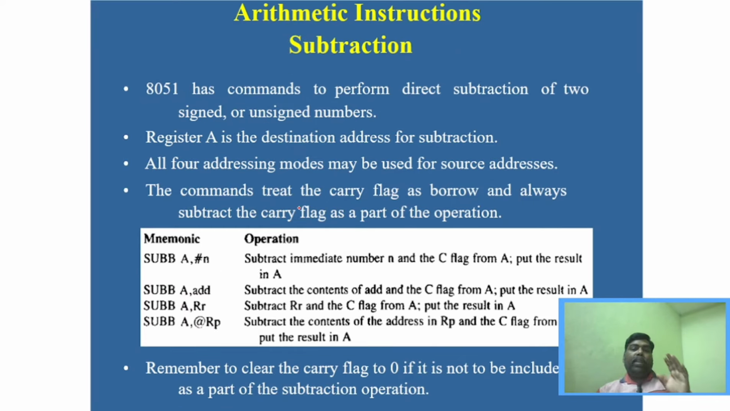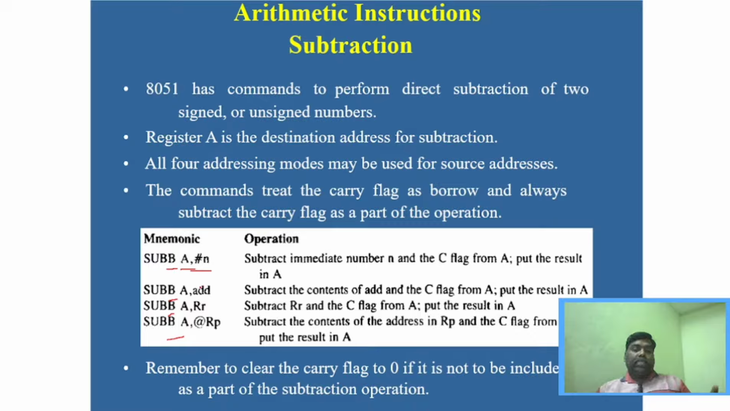And when it comes to subtraction, the same rules which are applicable for addition apply here. As I said, whenever you use the instruction SUBB, if it is SUB, it represents subtraction, but SUBB represents the borrow flag. So like addition, this subtraction not only subtracts this value from the accumulator, it will subtract the immediate number and the carry flag from A and put the result in the accumulator. So it involves the carry flag.